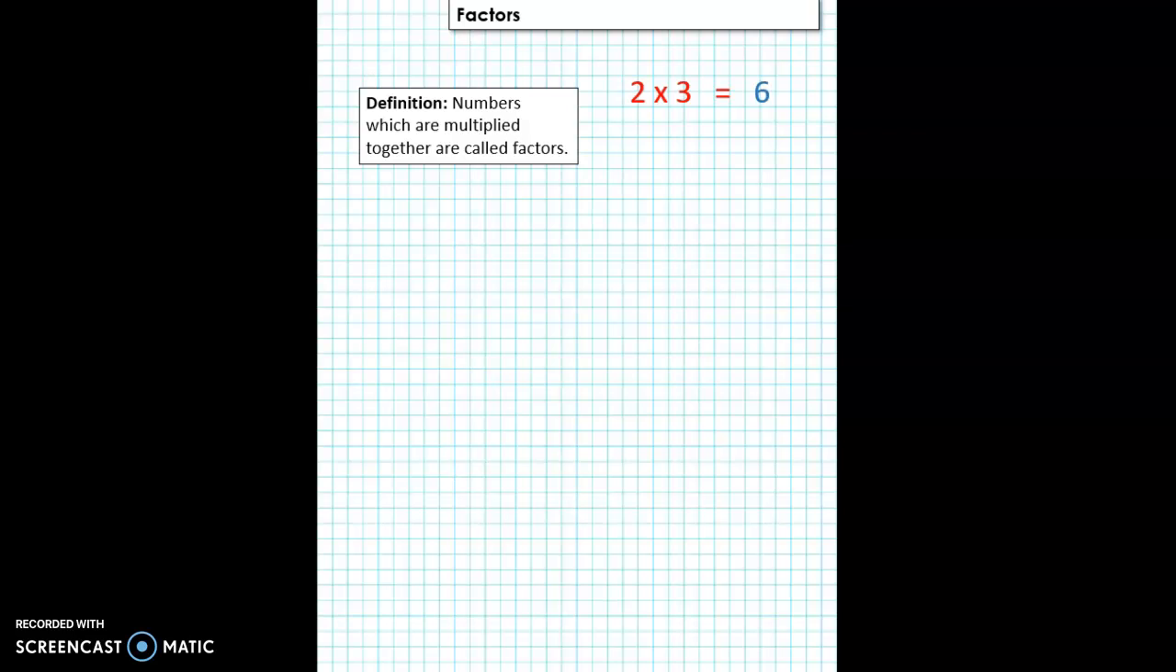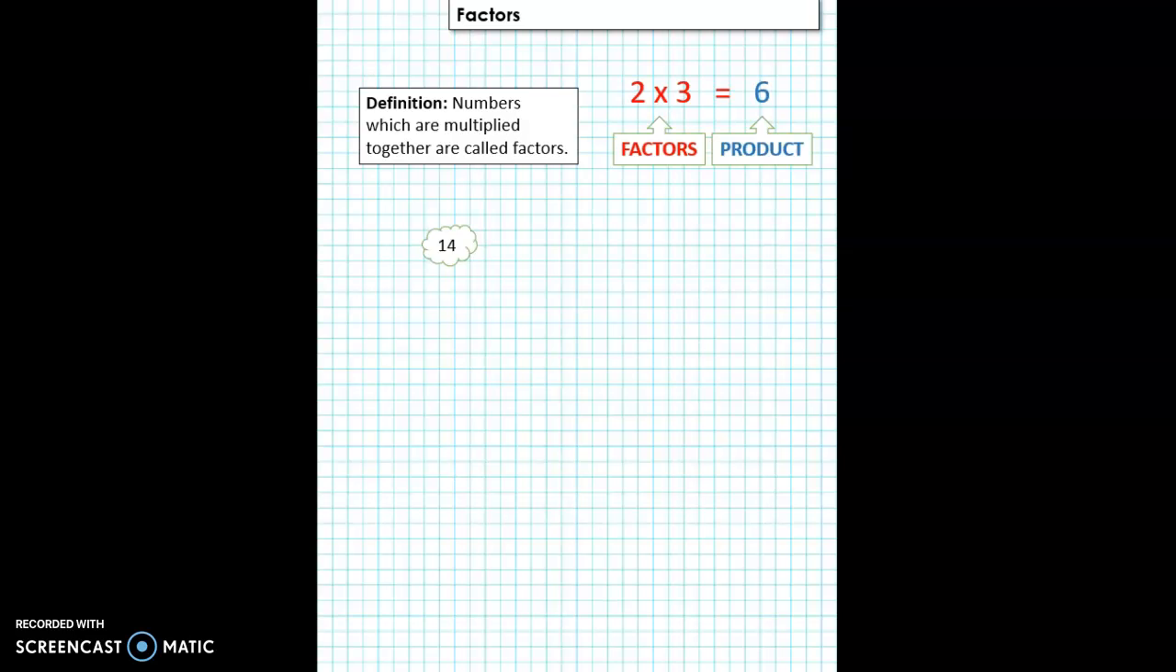Factors. Factors are numbers which are multiplied together. 2 times 3 are factors. Their answer is the product. 14 is the product that we are going to be using for our first example.